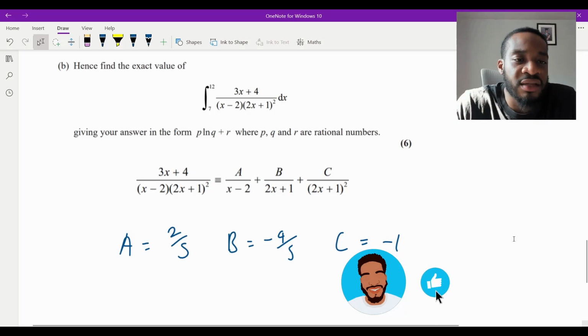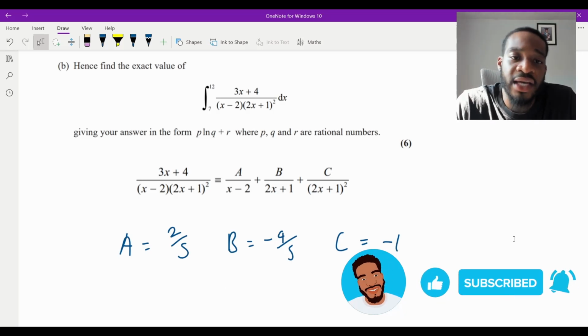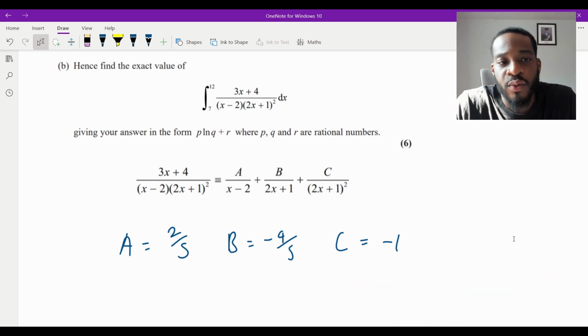Okay, so part B says, hence find the exact value of the integral between 7 and 12 of 3x plus 4 over x minus 2 times 2x plus 1 all squared dx. Give your answer in the form P ln Q plus R, where P, Q, and R are rational numbers. This is 6 marks. So I've just got what we need from part A to do this question.